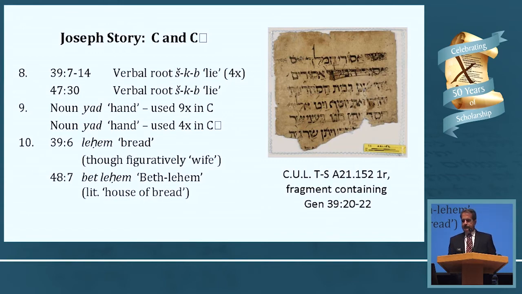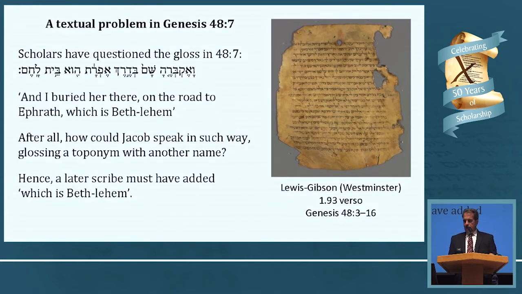In Genesis 48:7 in C prime, the author weaves into his text the word Bethlehem, Beit Lechem, literally in Hebrew, house of bread, but of course it's a place name. And Jacob is describing where he buried Rachel. And he says, in Hebrew, it's always good to hear a little Hebrew on a Wednesday morning, right? Ve'ekbarasham bederech Ephrat hi Beit Lechem. And I buried her there. He's recounting the death of Rachel earlier in the book. And I buried her there on the road to Ephrat, which is Bethlehem.